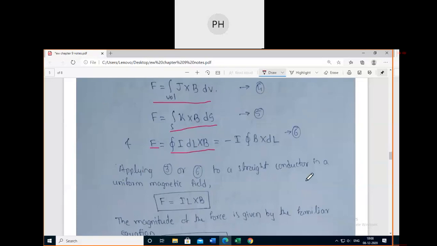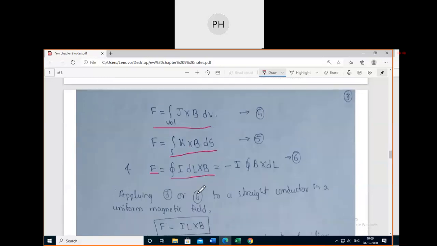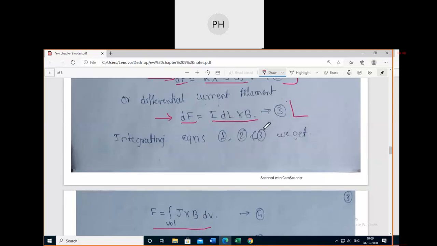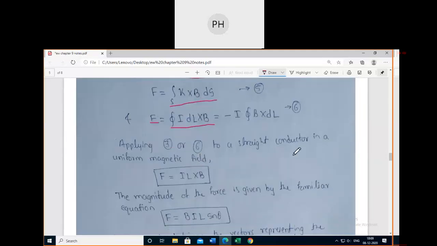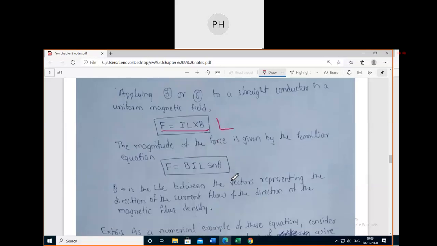Applying equation 3 or 6 to a straight conductor: equation number 3 is for a line charge, and this 6 is also for the line charge. For a straight conductor in a uniform magnetic field, F will become I L cross B. This equation is only for the line charge.